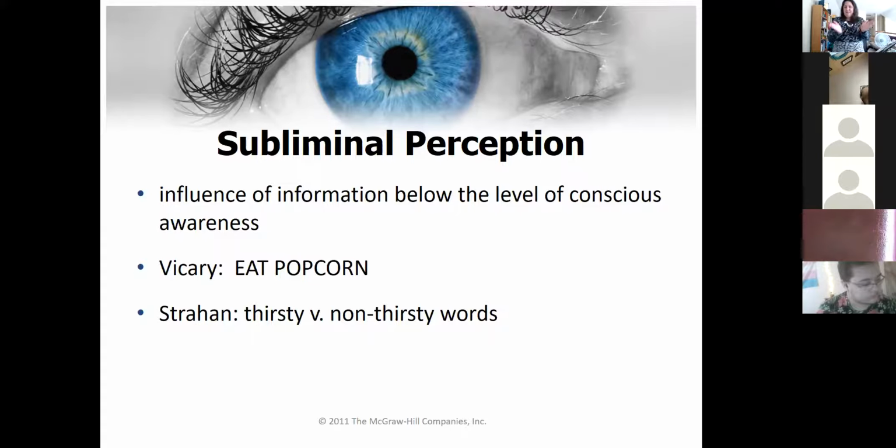And perhaps subliminal perception is not as much of a thing, or at least not as influential as we thought based on that study. So Strahan decided to try to play with some of this in 2002. It was a study of thirsty versus non-thirsty words. So he had participants not eat or drink anything hours before they came in, and then code words on a computer.